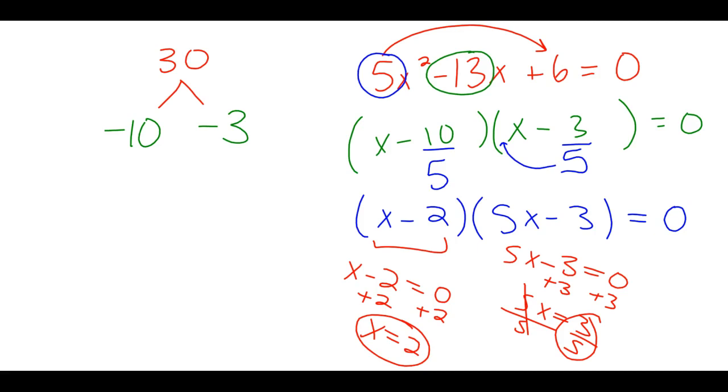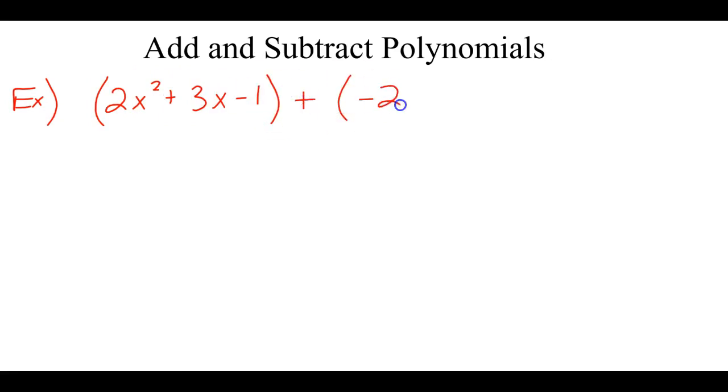All right. The next one, I just want to do a real easy add and subtract. So I'm going to make kind of like a 1b here, or I'll just make another example. So I have one polynomial that's 2x squared plus 3x minus 1 plus negative 2x squared minus 4. Go ahead and write that down with me real quick. So we're adding two polynomials together. 2x squared plus 3x minus 1 plus negative 2x squared minus 4.